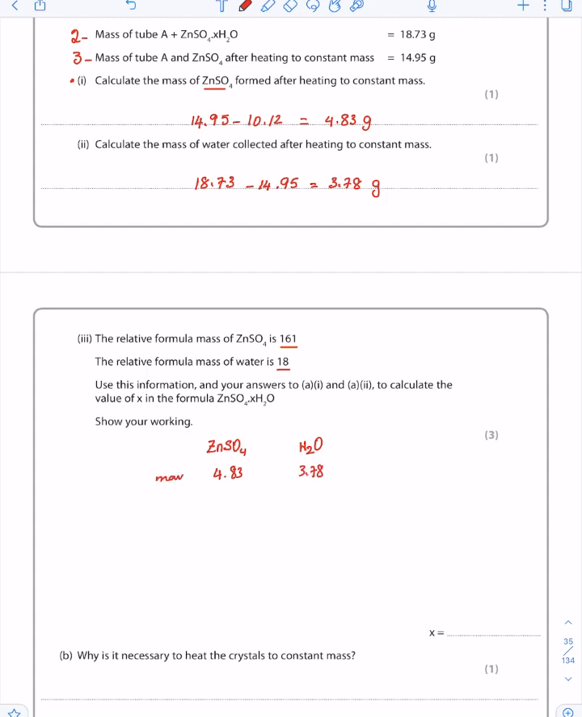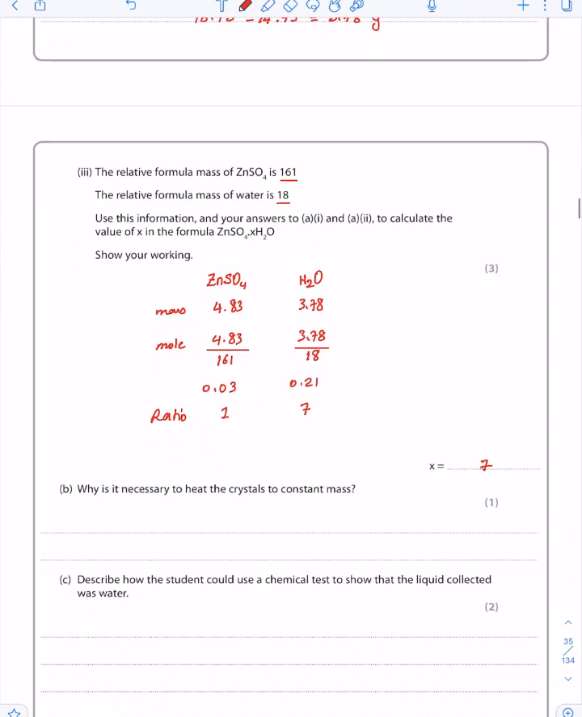ده الماس. نحول الماس بعد كده إلى مولز by dividing على الـ MR given، الزنك سلفيت على 161 والووتر 3.78 over 18. ده هيديني 0.03 وده يدينا 0.21. هنجيب الريشيو بين المولز by dividing على smaller number اللي هو 0.03. 0.03 على 0.03 يدي 1 و 0.21 على 0.03 تدي 7. يبقى كده الريشيو between الزنك سلفيت and water is 1 to 7. يبقى الـ X is equal to 7.